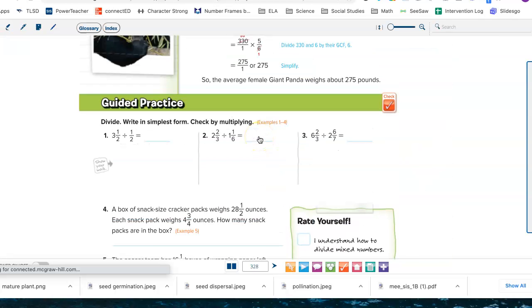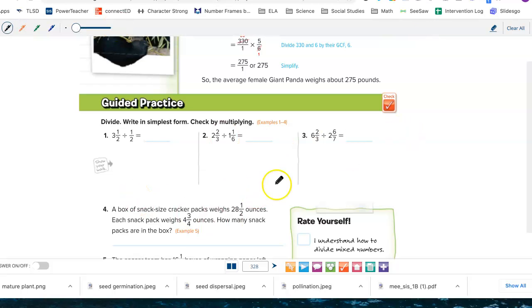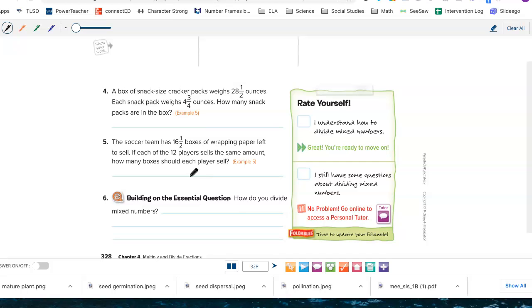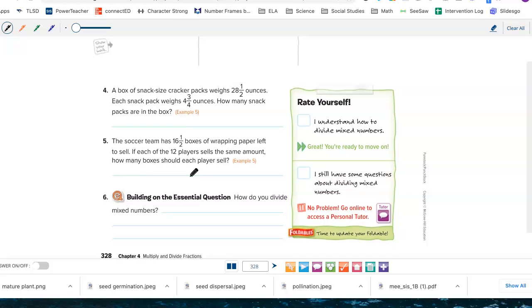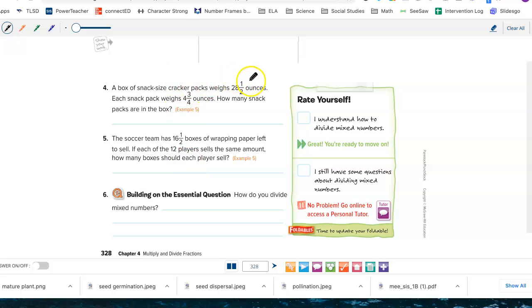And then we're going to go to the guided practice. I'm actually going to skip 1, 2, and 3 because I think by now you have seen me do it a couple of times and understand it, but let's go down to the word problems. So a box of snack size cracker packs weighs 28.5 ounces. Each snack pack weighs 4 3/4 ounces. So how many packs are in the box?